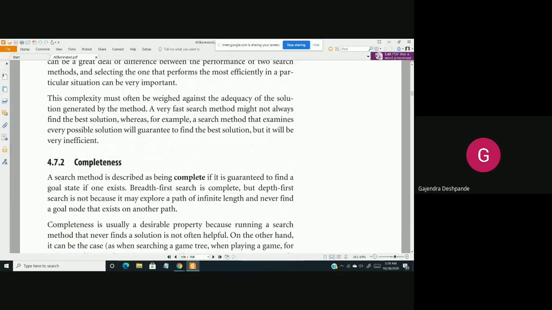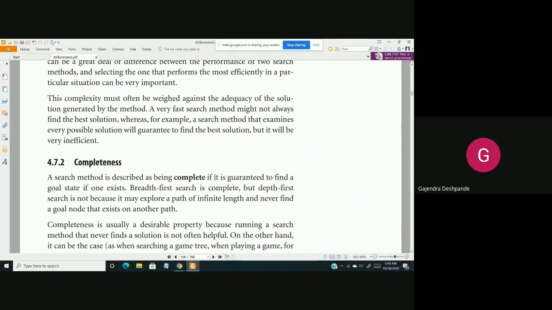The last statement is very important here. The complexity must often be weighed against the adequacy of the solution generated by a method. That means a very fast search method might not always find the best solution. Whereas a search method that examines every possible solution is guaranteed to find the best solution, but it will be very inefficient.